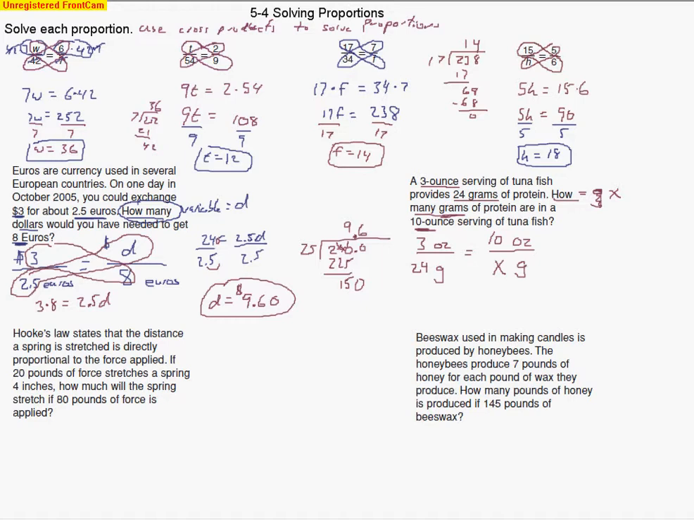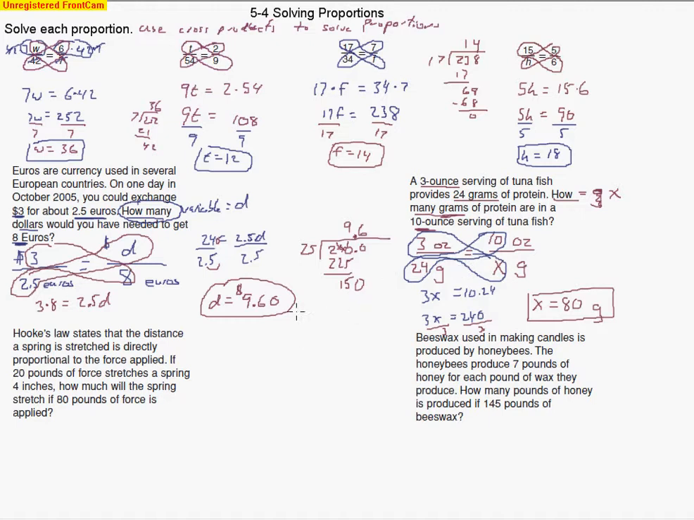So now we're ready to solve. We're going to just cross multiply. 3 times x, so that makes 3x, and then 10 times 24, so that makes 240. And so now we've got to divide. When I do that division, divide by 3 on both sides. 3 goes into 24 8 times, so 8, and then I'll bring up that 0. So 3 goes into 0 0 times. So 80 grams of protein are in that 10 ounces of tuna fish. Quite a bit.